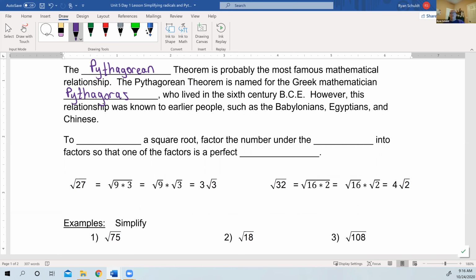So to simplify, when we do this, sometimes we're going to have to simplify square roots. So to simplify a square root, we need to factor the number under the radical.